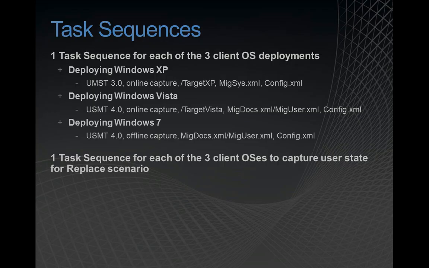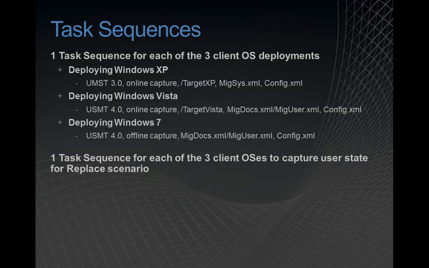USMT version 3 also uses different default migration rule XML files. Specifically, it uses migsys.xml, while version 4.0 does not. Finally, because it is not supported to edit the default migration rules, the way to customize the default migration set defined by these default migration rule files is to generate a configuration file, which is typically named config.xml. So each Windows version is going to have a unique migration configuration file if we choose to generate one.